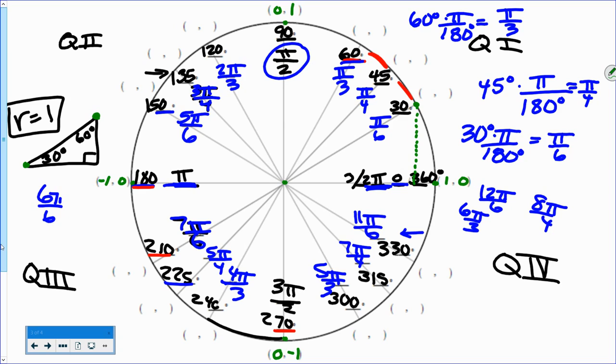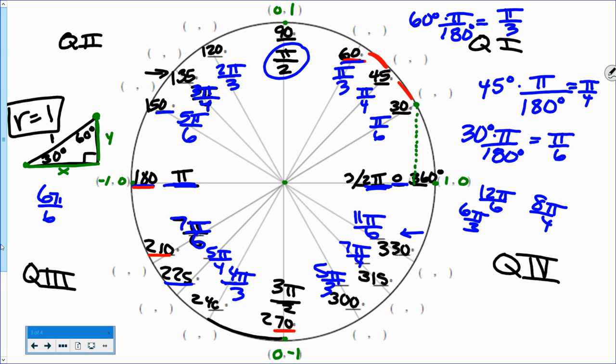I want to know the coordinates at this point. This would be my x value of that point, and this would be my y value of that point. But what's going to happen this time is the hypotenuse has to be 1, because the hypotenuse is going to be my radius, and the radius has to be 1 on this circle.